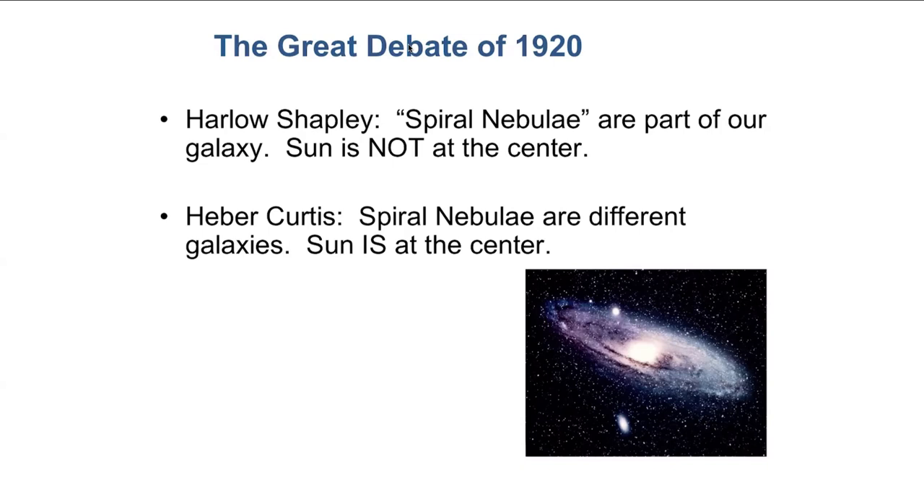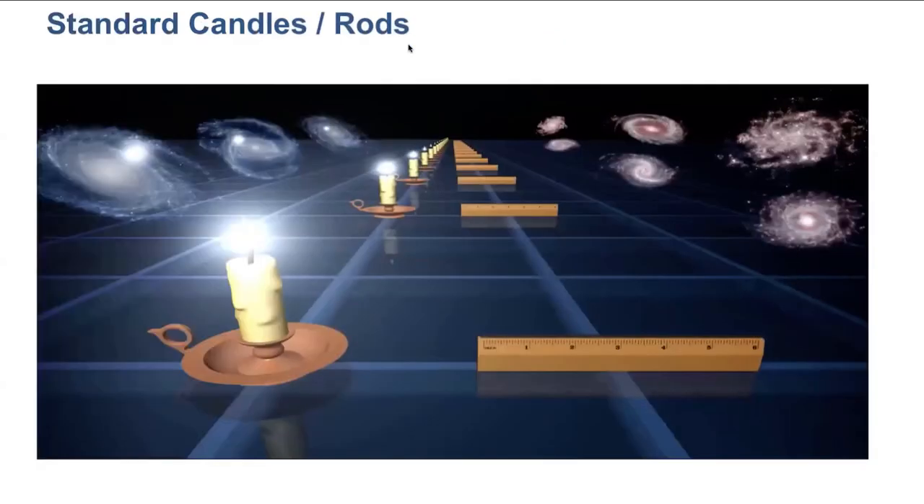Anyway, how do we go about finding the distances to these objects? How can you do it? Well, there's two basic ways that you can go about measuring the distance to things. And that is standard candles or standard rods. The method of standard candles is the most important and the most prominently used.